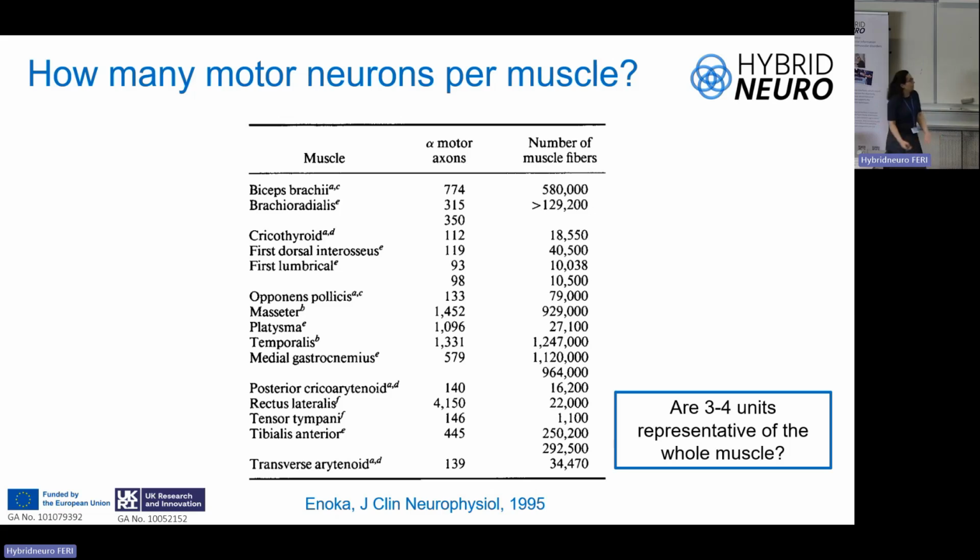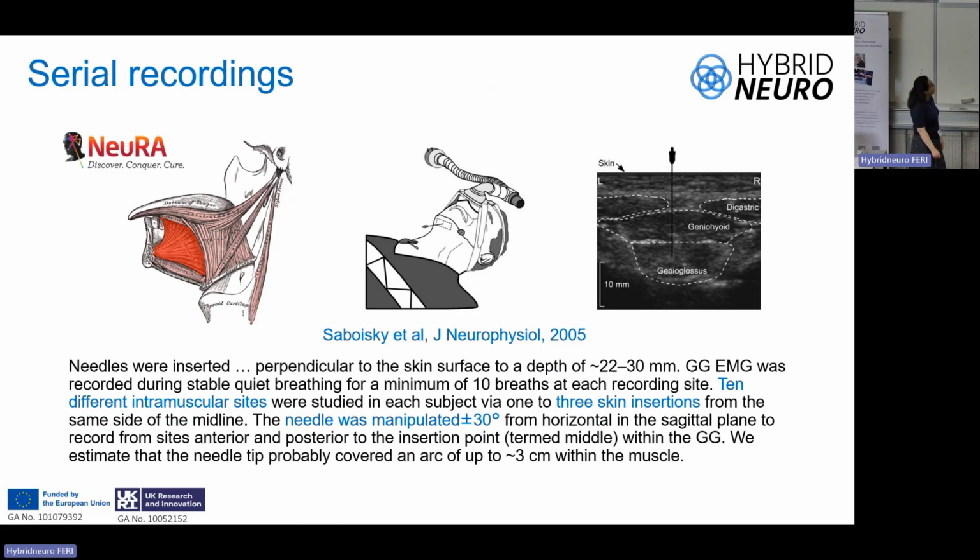So our question is, when we detect these 3 or 4, are we actually getting information that is representative of the whole muscle? Maybe yes, maybe not. People have tried to address this issue in different ways. This is an elegant study from the Neuroscience Research Australia Institute, where researchers used intramuscular EMG to detect activity from the genioglossus muscle.